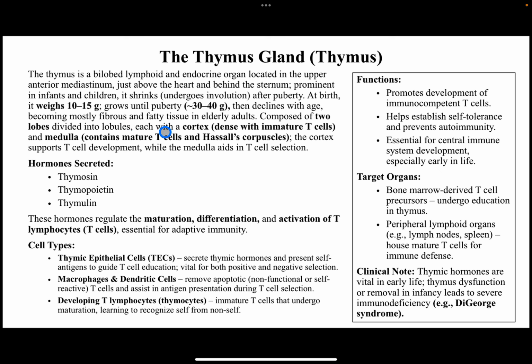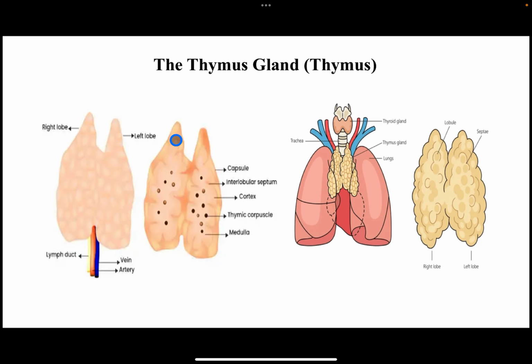lobules. Okay, and each of the lobules has cortex. Within the cortex, it is made of dense immature T cells, and then we have the medulla, which contains mature T cells, and then the corpuscles. Is that okay? So we have the lobes, the right lobe and the left lobe. Within the lobes we have the lobules. Is that okay? Good. Around the lobules we have the cortex, and then we have the medulla, which is within the lobules.